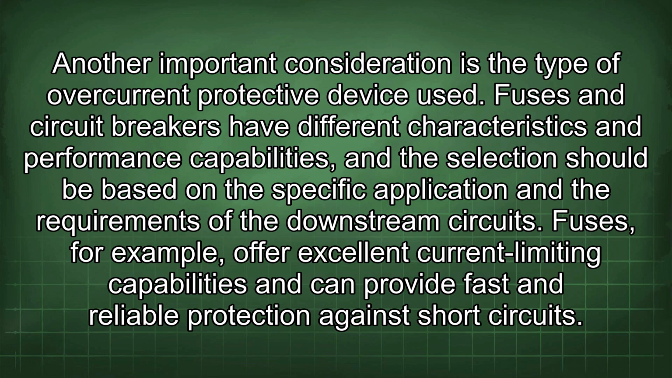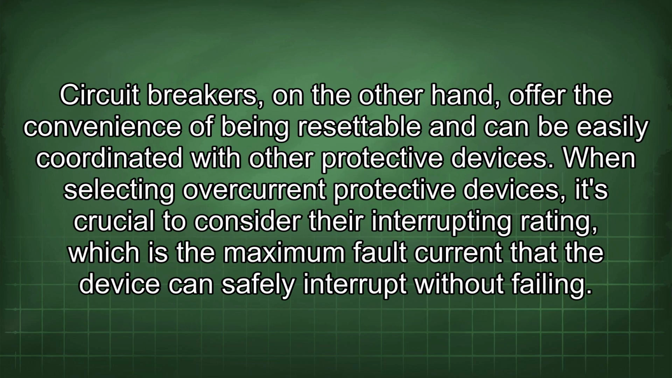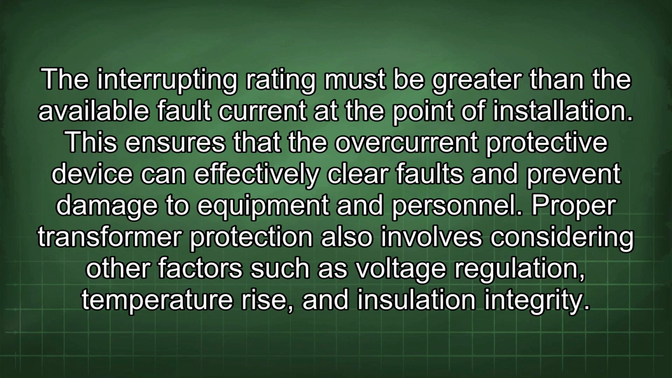Fuses, for example, offer excellent current limiting capabilities and can provide fast and reliable protection against short circuits. Circuit breakers, on the other hand, offer the convenience of being resettable and can be easily coordinated with other protective devices. When selecting overcurrent protective devices, it's crucial to consider their interrupting rating, which is the maximum fault current that the device can safely interrupt without failing. The interrupting rating must be greater than the available fault current at the point of installation. This ensures that the overcurrent protective device can effectively clear faults and prevent damage to equipment and personnel.